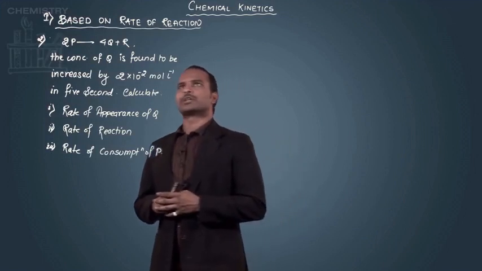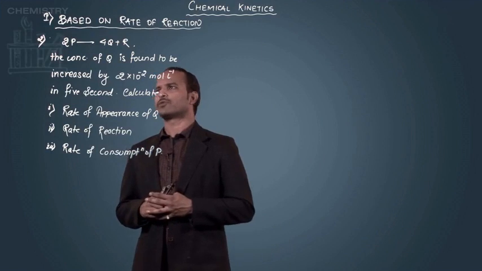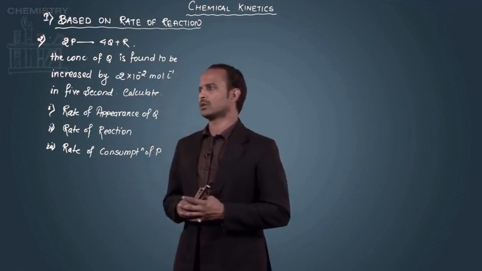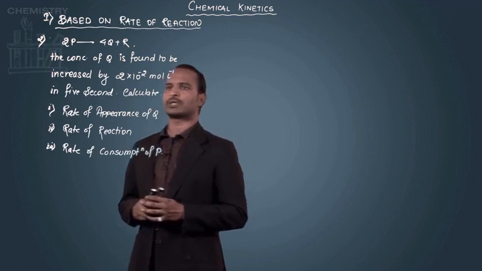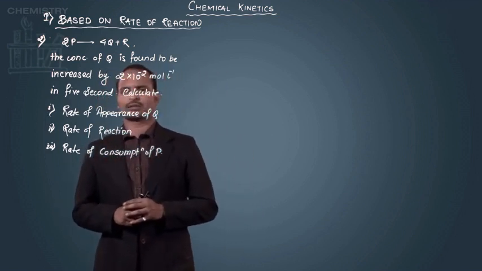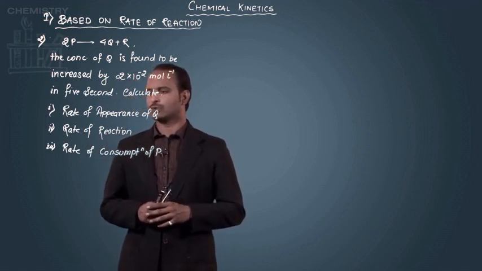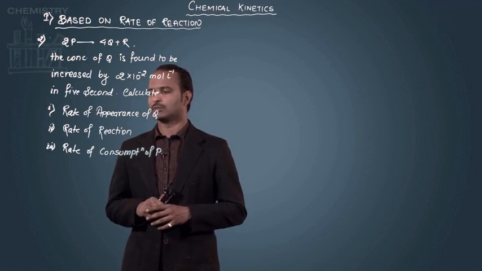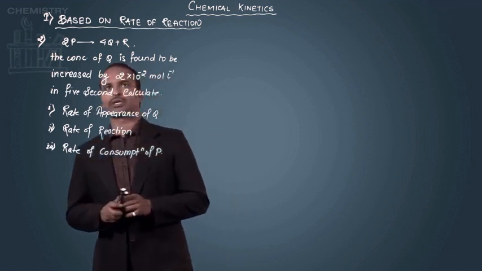Now the second numerical based on the rate of reaction. There is a reaction 2P gives 4Q plus R. It is given that the concentration of Q is found to be increased by 2 into 10 raised to minus 2 mole per liter in 5 seconds. Calculate number 1, the rate of appearance of Q, number 2, the rate of reaction, and number 3, the rate of consumption of P. So there are 3 questions.